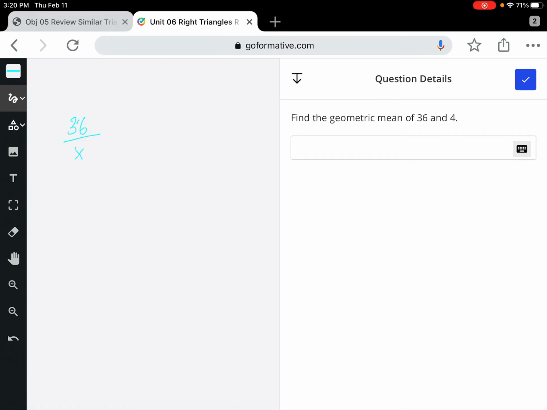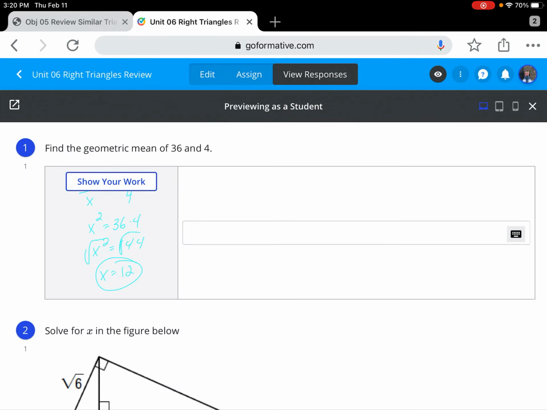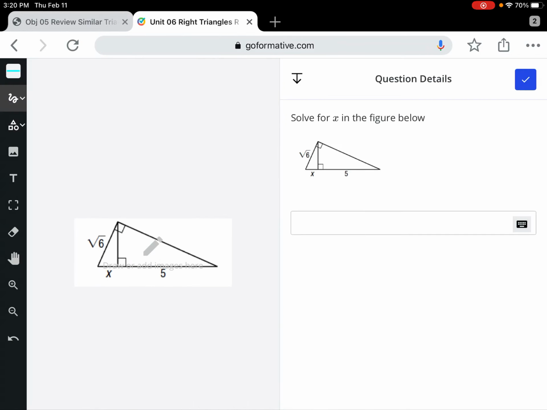Okay, so we're going to start out with geometric mean. Geometric mean is just when the means are the same in a proportion, the mean proportion. And when I cross multiply, I end up with x squared equals 36 times 4. X squared is equal to 144. I take the square root, x is equal to 12. So that was that one. That one wasn't so bad.